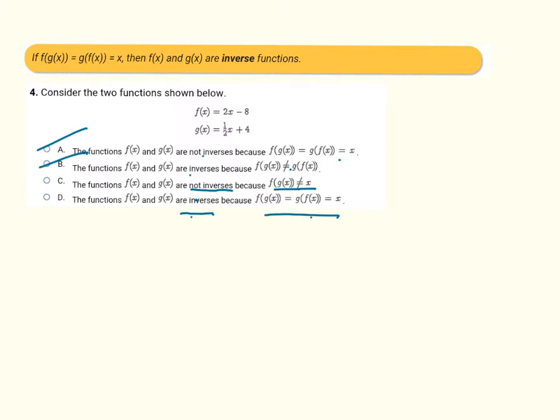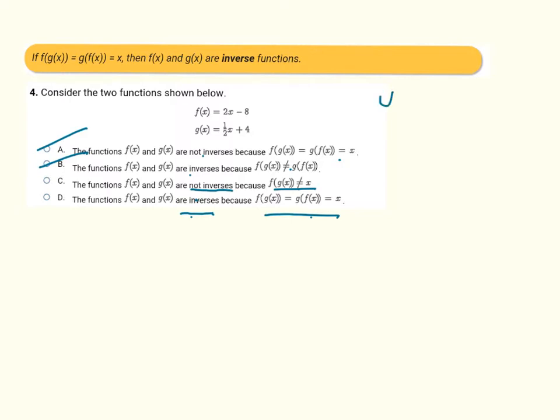So we know it has to be C or D right off the bat. You could go ahead and calculate the composition both ways and see if they both equal x. Or you could just take that first function and calculate the inverse and see if it matches the second one.